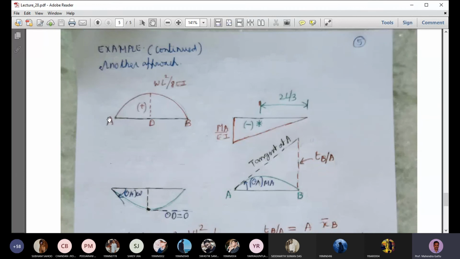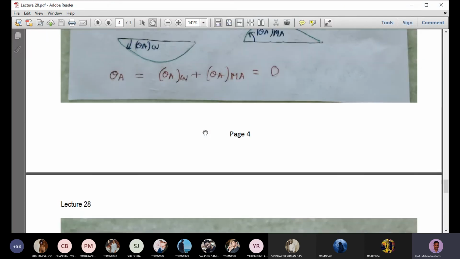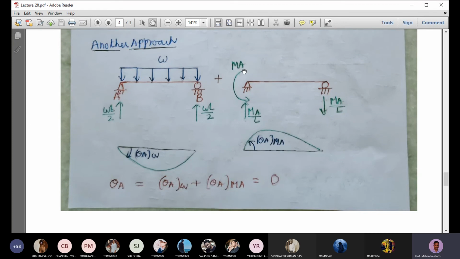So for the first case, we have the bending moment diagram, WL square by 8 divided by EI. And in the second case, what will happen? We have our moment MA here. So the reaction at A will be MA by L upward and at B will be MA by L in the downward direction. If you want to find how to do that, you can take moment about point B. So RA into L will produce a clockwise moment and MA is an anti-clockwise moment. So RA into L is equal to MA, so RA will be MA by L.